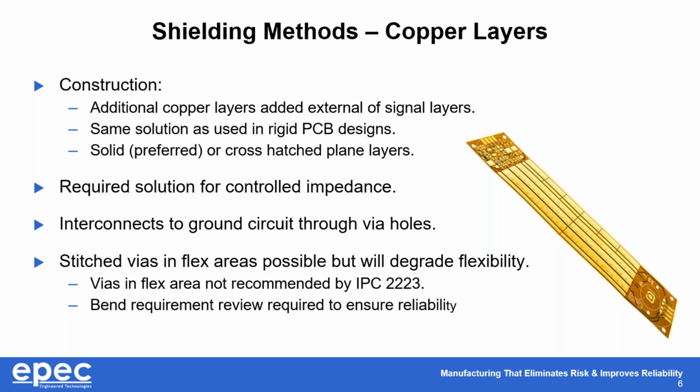IPC 2223, which is the design standard for flex and rigid flex, does not recommend adding vias in the flexible area because it does degrade flexibility, and it could potentially create a stress concentrator where, if the flex is bent extremely tightly, you could induce a crack. So under these circumstances, we strongly recommend to all of our customers that a bend requirement review be performed to ensure that ultimately, at the end of the day, the finished parts are reliable and meet the bend requirements.